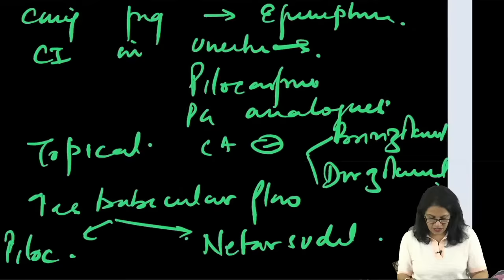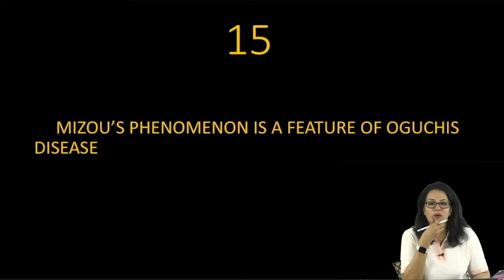We come to the next one. Okay, so now I think the speed is good, huh? Mizuo's phenomenon is a feature of Oguchi's disease. Do you all know what is Mizuo's phenomenon? It is also called Mizuo-Nakamura phenomenon. What is Oguchi's disease? Simply remember, Oguchi's disease is congenital stationary night blindness with pale fundus.